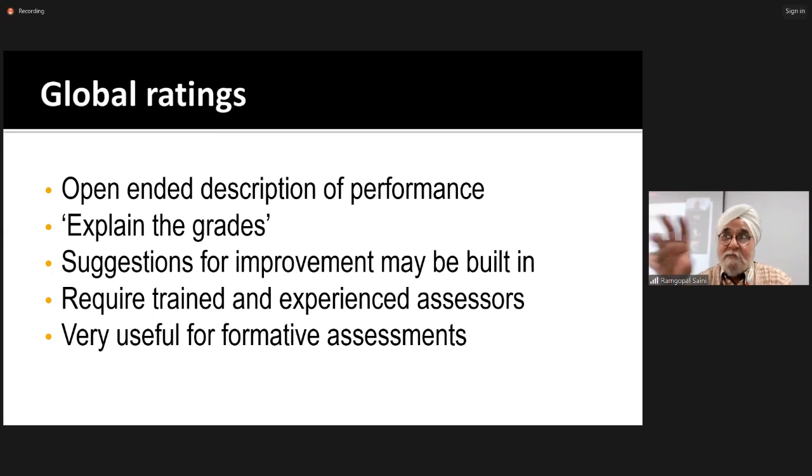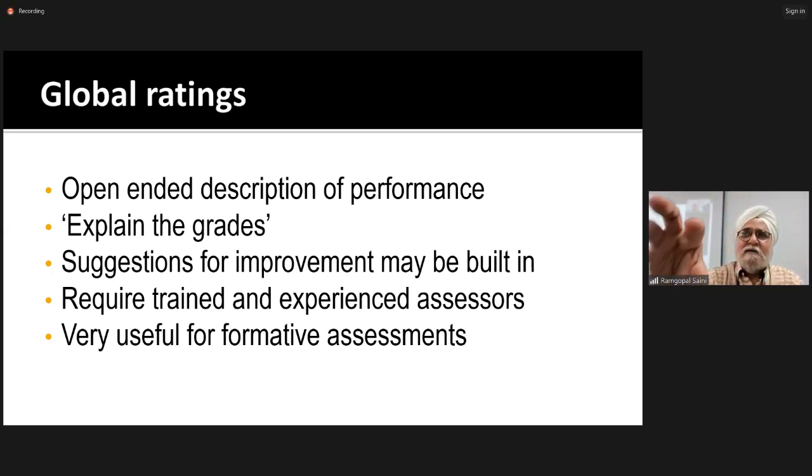The next comes global rating. Global rating means that without using any of the prompts, you are rating the performance of the student. चेकलिस्ट में आप क्या कर रहे थे? यस नो कर रहे थे. रेटिंग्स में क्या कर रहे थे? आपके पॉइंट आपने लिख रखे थे, उसके बेस पे आप उसको 1 2 3 4 कर रहे थे. ग्लोबल रेटिंग में आप उसको ओवरऑल बताते हो.